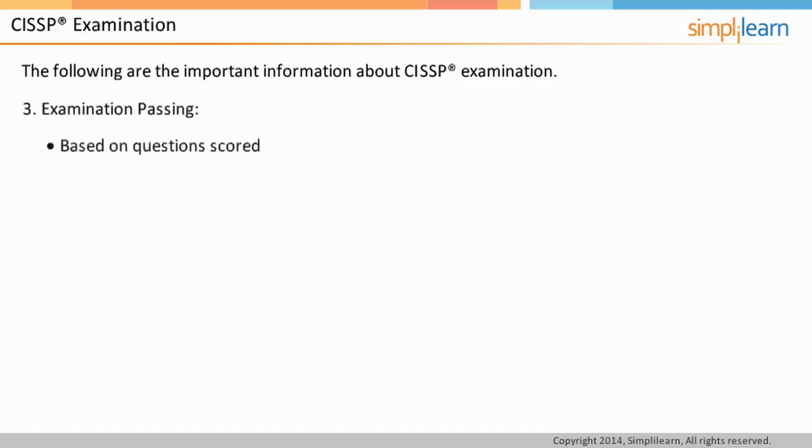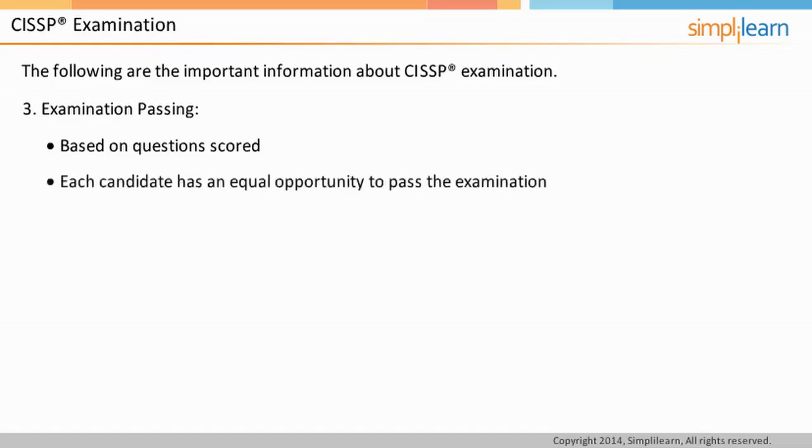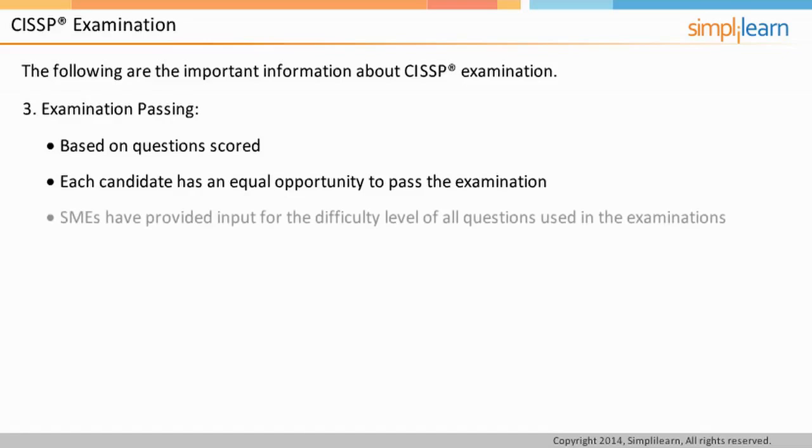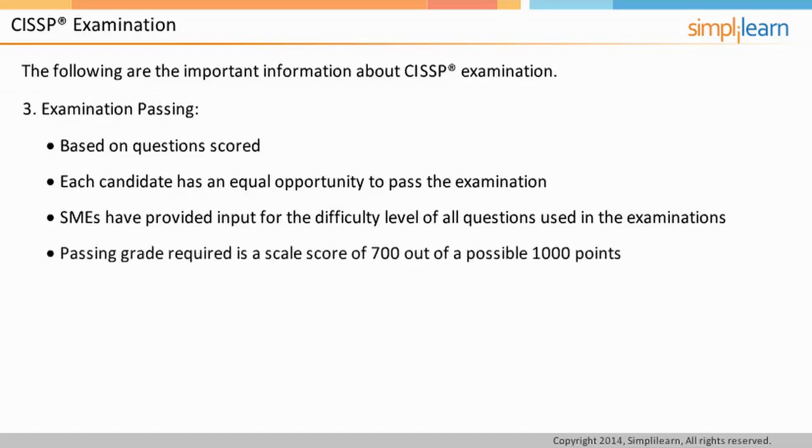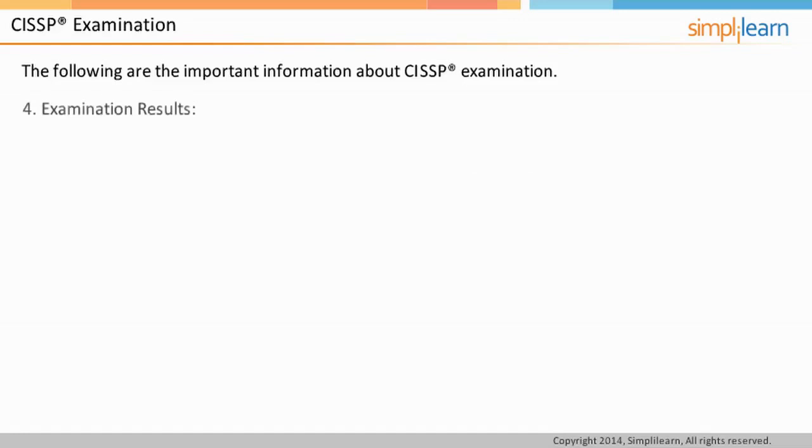Examination passing. Examination results will be based only on the questions scored in the examination. There are several versions of the examination. It is important that each candidate has an equal opportunity to pass the examination, no matter which version is administered. Subject matter experts, SMEs, have provided input for the difficulty level of all questions used in the examinations. That information is used to develop examination forms that have comparable difficulty levels. The passing grade required is a scale score of 700 out of a possible 1,000 points on the grading scale.